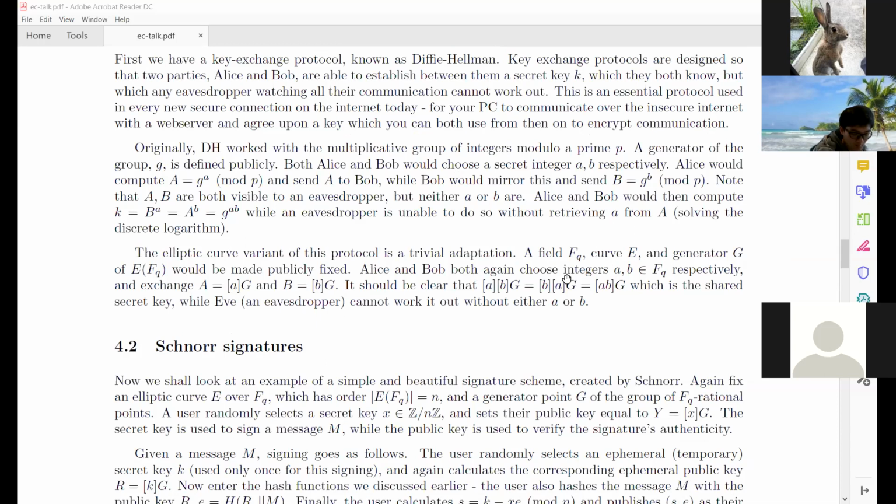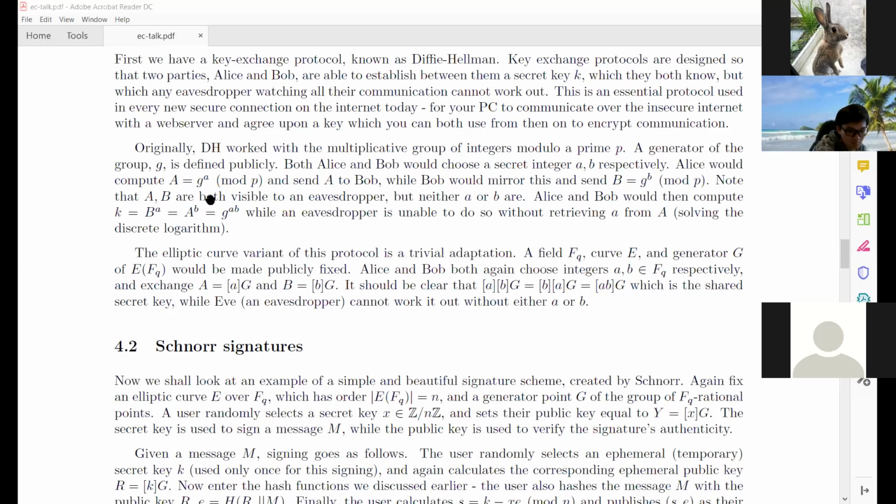Then both of them, so that's the same as what's up here, right? You've got little g, here we've got big G. We just use capital letters to refer to points and lowercase letters to refer to field elements. And then they both again choose integers A and B and exchange their public keys.